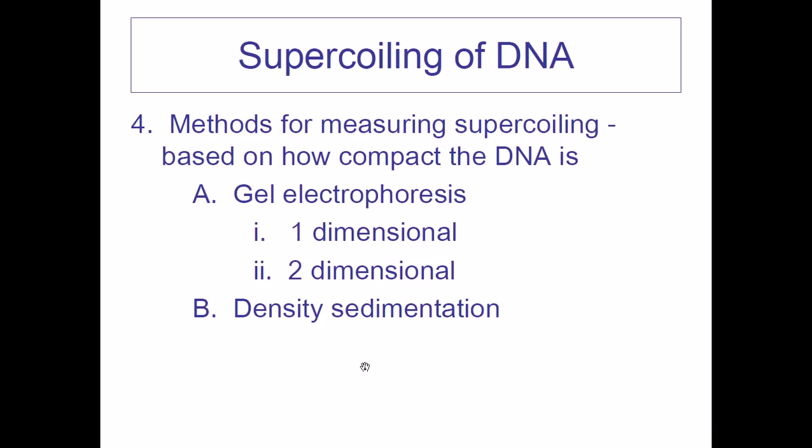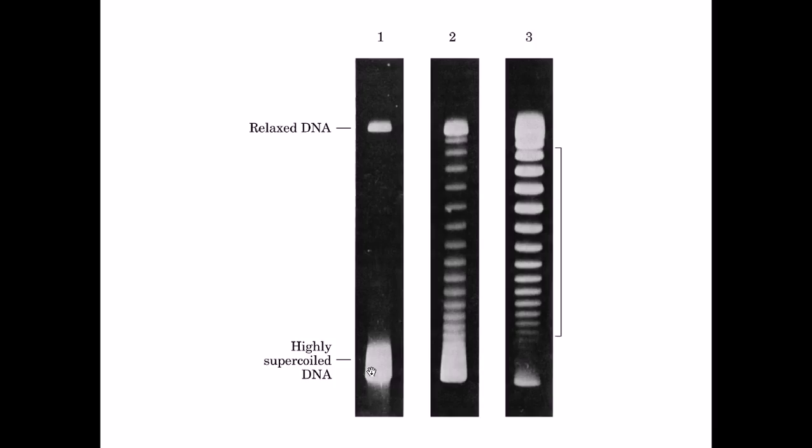If you look here, supercoiled DNA is highly coiled. It becomes very small. As it becomes very small, it is very easy for it to pass through the pores of agarose, and it can migrate from the minus end towards the plus end very fast. So that's why we get supercoiled DNA at the bottom and relaxed DNA at the top.